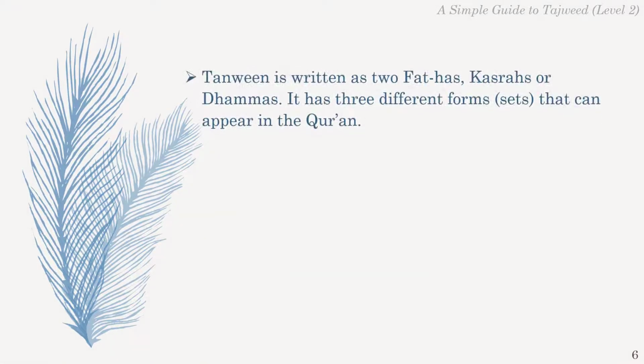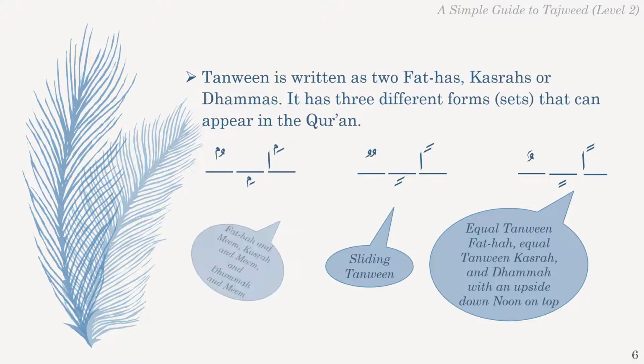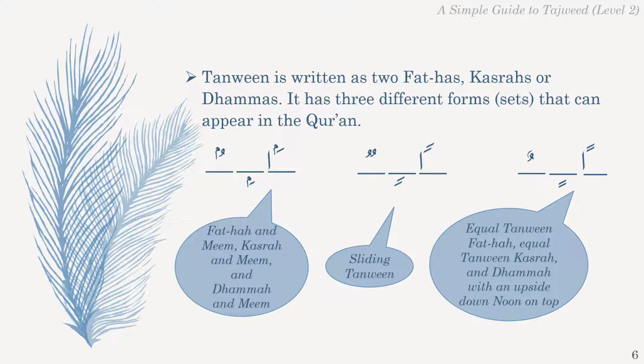Tanween is written as two fathas, kasras, or dhammas. It has three different forms that can appear in the Quran, as explained in detail in level 1, lessons 8a, 8b, 8c, and 8d. The first set is equal Tanween Fatha, equal Tanween Kasra, and Dhamma with an upside down Noon on top. The second set is sliding Tanween, while the third set is Fatha and Meem, Kasra and Meem, and Dhamma and Meem.